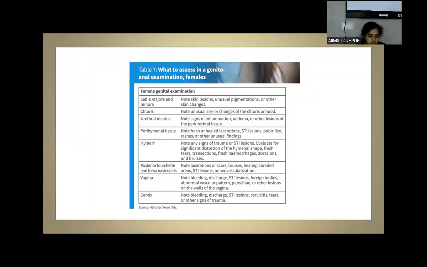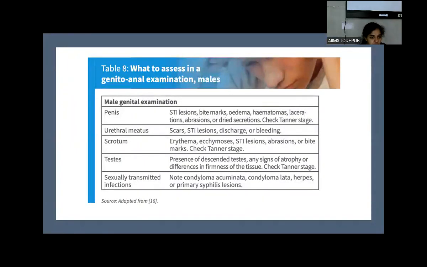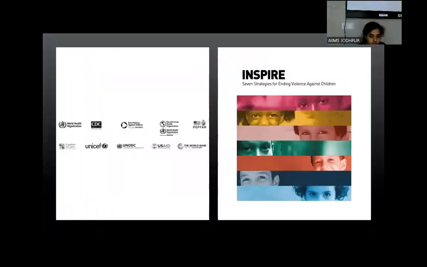Note if there is any inflammation, bleeding, discharge, or any signs of trauma. In males, they may have abnormal bite marks on the penis. There may be edemas, hemorrhages, lacerations, or any dried secretions which are not usually present. STI lesions as well as the Tanner staging should be documented, and whether the testes are descended or undescended, any signs of atrophy or any abnormal difference in the tissue on palpation, and any abnormal features of a sexually transmitted infection.